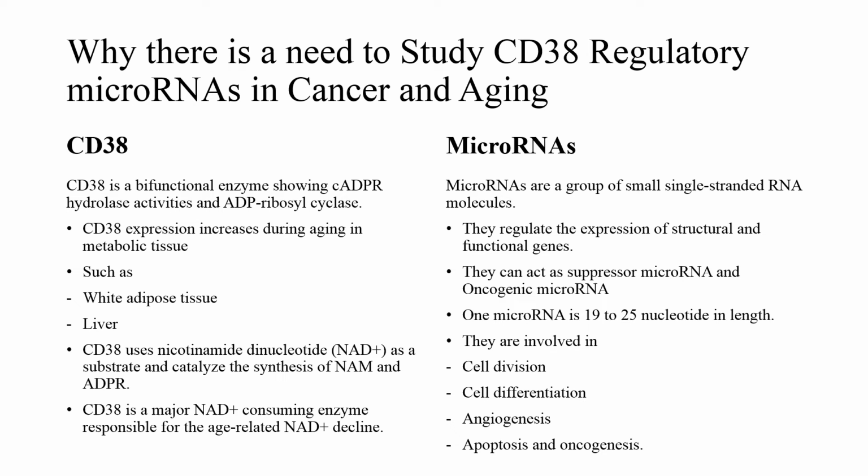On the other hand, if I talk about microRNAs, microRNAs are a group of small single-stranded RNA molecules and they regulate the expression of structural and functional genes. They can act as tumor suppressor microRNAs and oncogenic microRNAs. One microRNA is 19 to 25 nucleotides in length. They are involved in cell division, cell differentiation, angiogenesis, the formation of new blood vessels, apoptosis, programmed cell death, and oncogenesis.